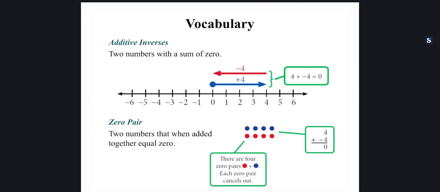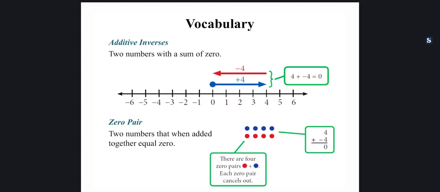Let's look at some vocabulary terms we will use in this lesson. Additive inverses are 2 numbers with a sum of 0. For example, +4 moves up the number line 4 spaces from 0. If you add -4 to +4, you will move 4 spaces back down the number line, ending back at 0. So +4 and -4 represent an additive inverse because their sum equals 0.